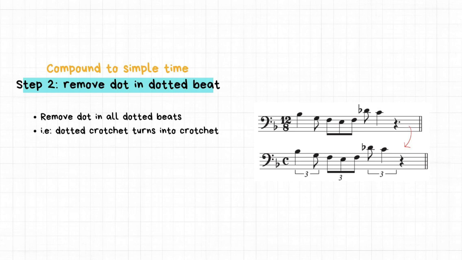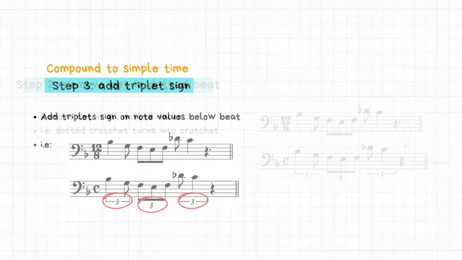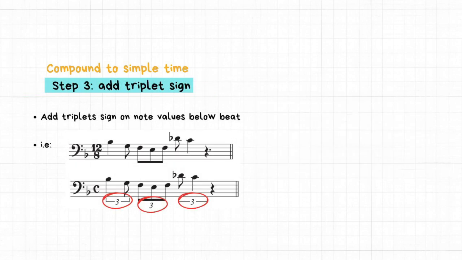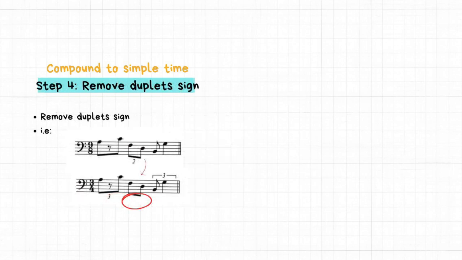Step 2 will be removing the dot in all the dotted beats, such as a dotted crotchet will be turned into a crotchet. In step 3, add a triplet sign. So we add triplet signs onto the note values below the beat, as shown in the example. And lastly, step 4, remove the duplet sign, as shown in the example.